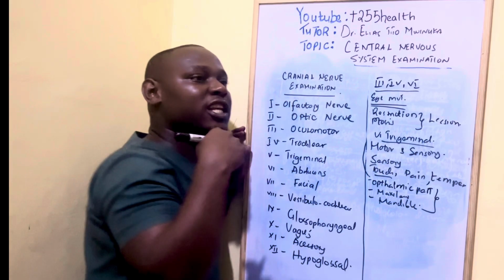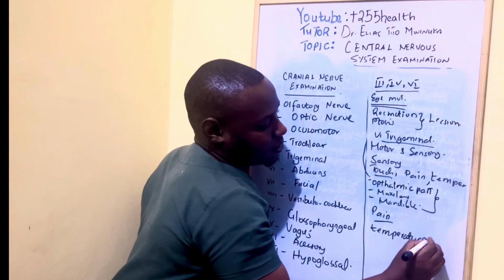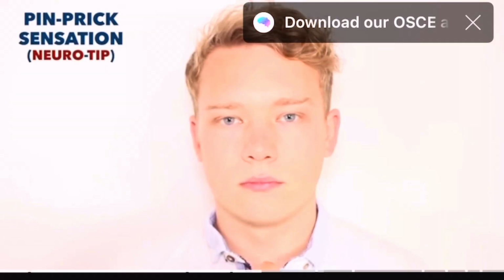So you're going to check the ophthalmic part of the trigeminal, then you go to the maxilla and mandible. So these are the places where you're going to put that. If it's your fine touch, with your pointed pen, ask the patient to close their eyes and see if that patient can respond to that touch and tell you where the touch is actually placed. You can also check for pain, the same thing, and you can also check for temperature. So these are the things that you're going to check during the sensory.